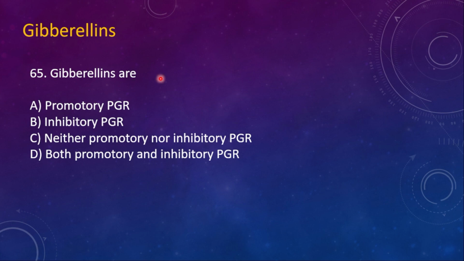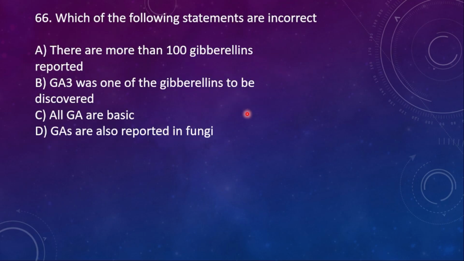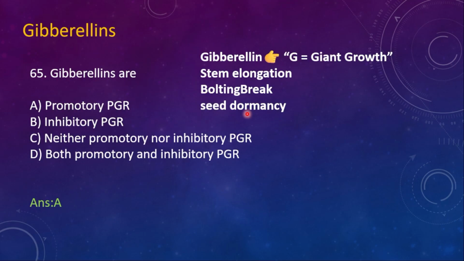Now the next hormone is gibberellins. PGR, gibberellin. 65. Gibberellins are A. Promotory PGRs. B. Inhibitory PGR. C. Neither promotory nor inhibitory. D. Both promotory and inhibitory. So here the right option is A. It's a promotory PGR. Gibberellin, G equals giant growth. It will be helpful for stem elongation, bolting, break of seed dormancy. These are the main functions, the main effects of the gibberellins.